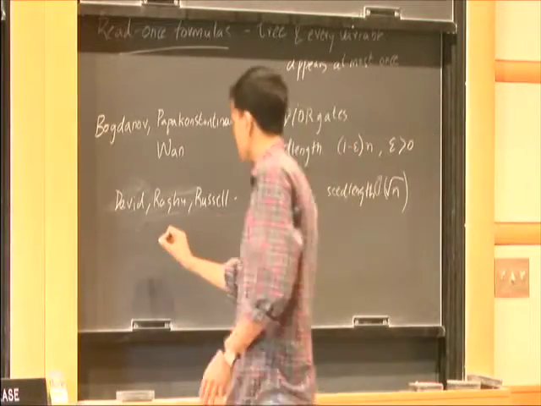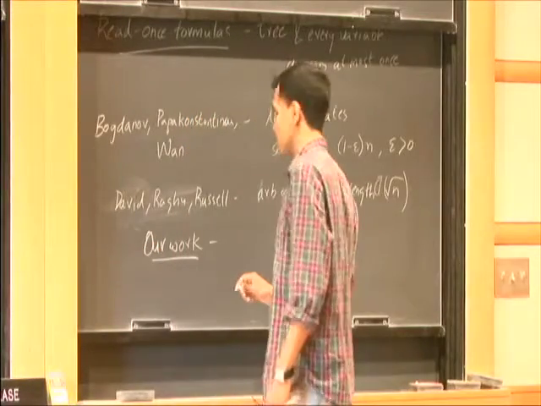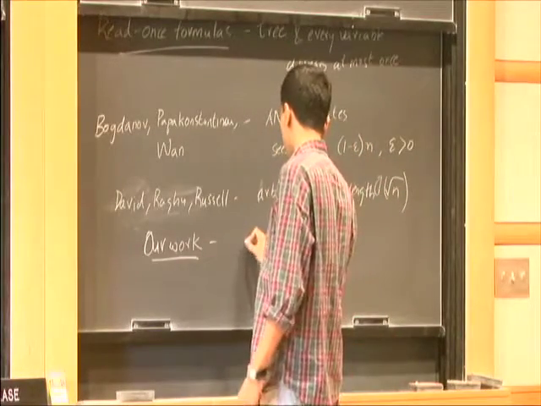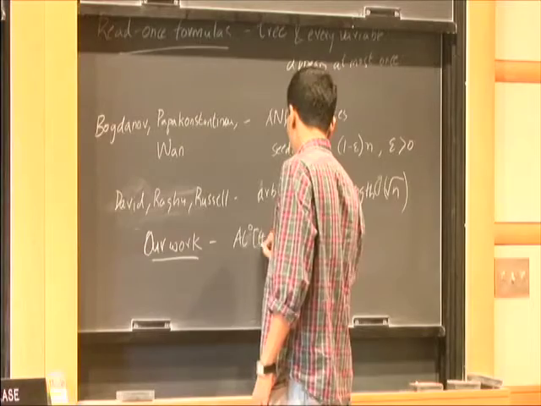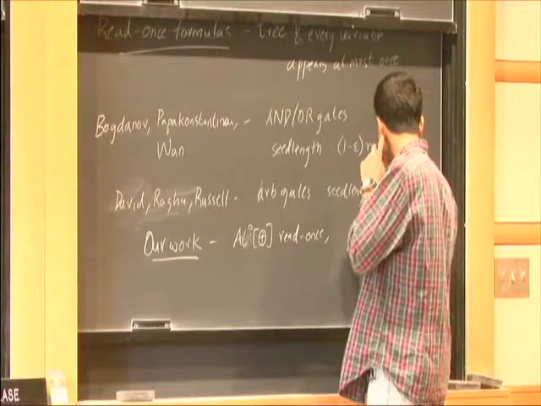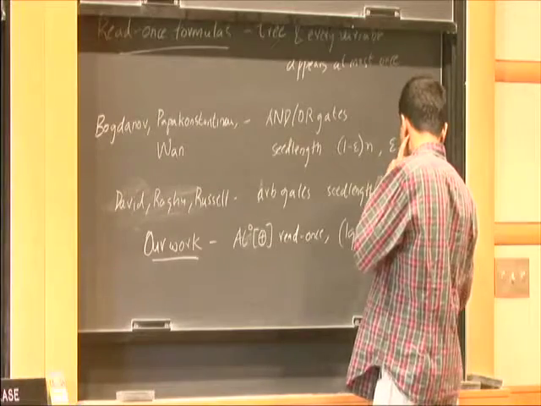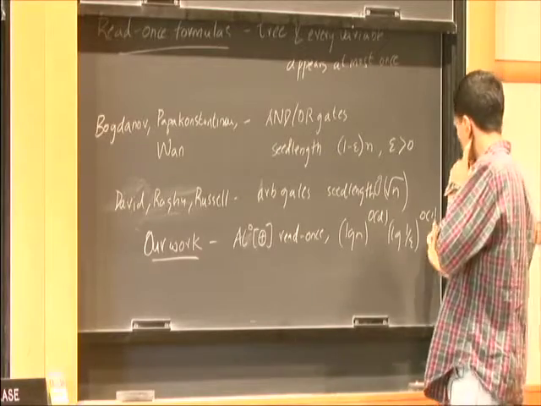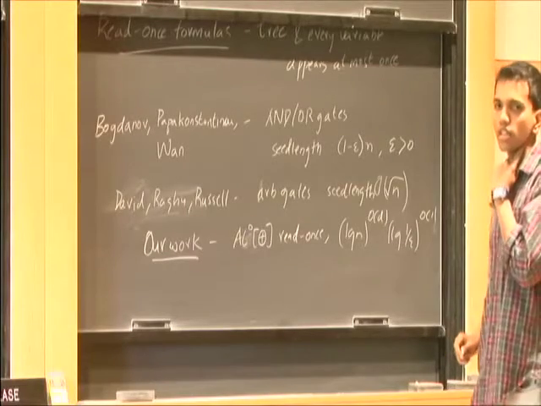In our work, we essentially achieve the parameters that Nisan achieves for AC0, but in this very restrictive read-once setting. So this is just for AC0 with parity, read-once, and the seed length we get is something like this. Actually, over AND and OR gates, we can get something better.